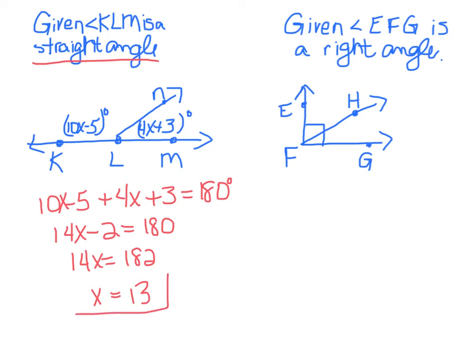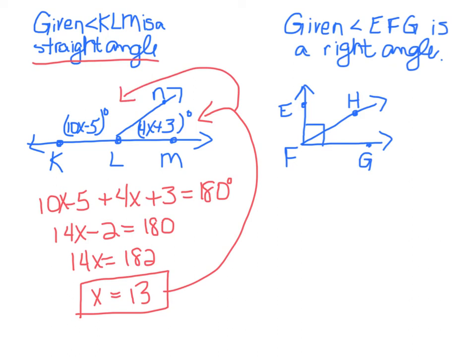Okay, that's great. That is what x is, but what is the degree measure of each of these angles? Again, we're going to substitute that value for x into each of these expressions. So we'll have 10 times 13 minus 5. Well, we know that 10 times 13 is 130. Minus 5 would give us 125 degrees.